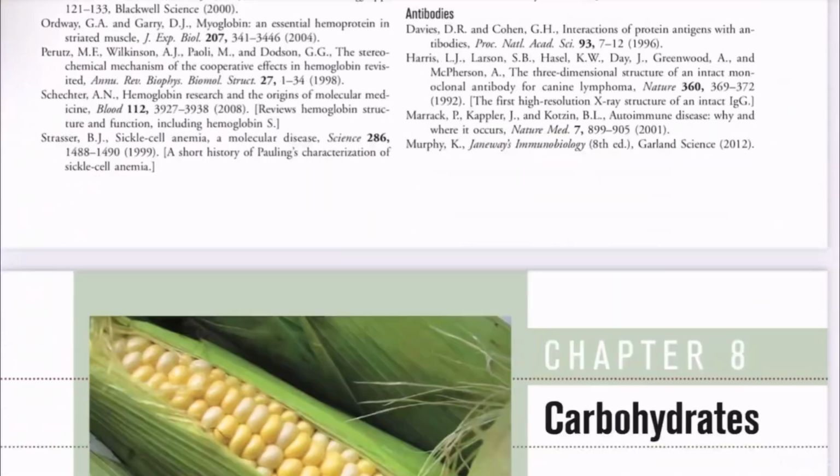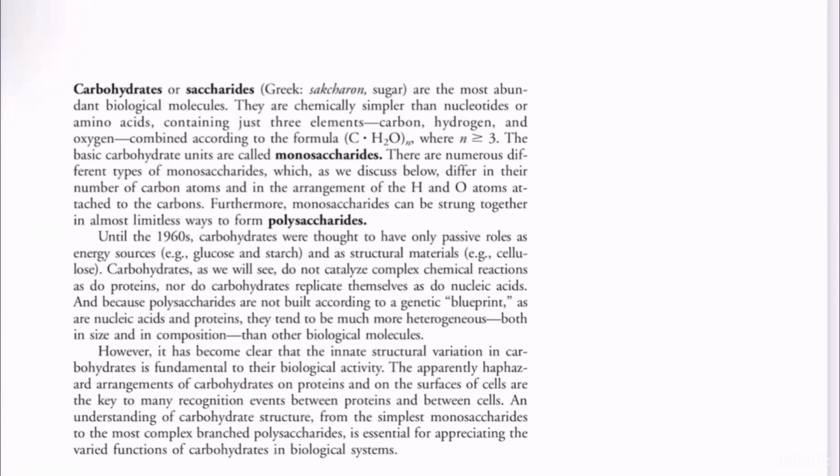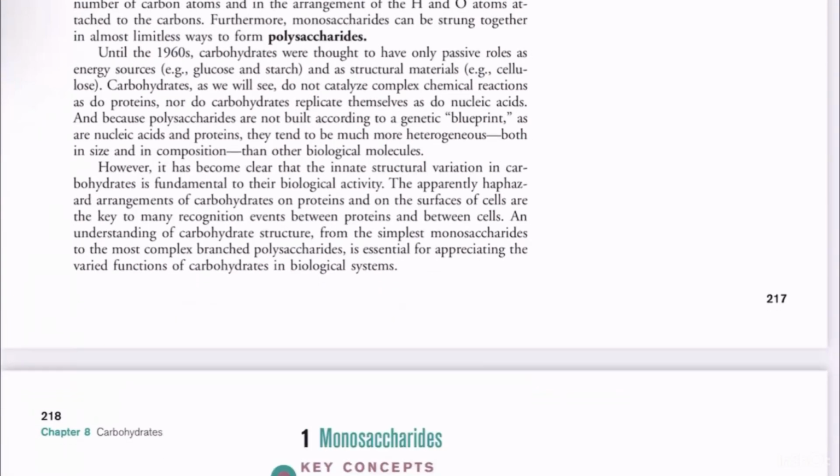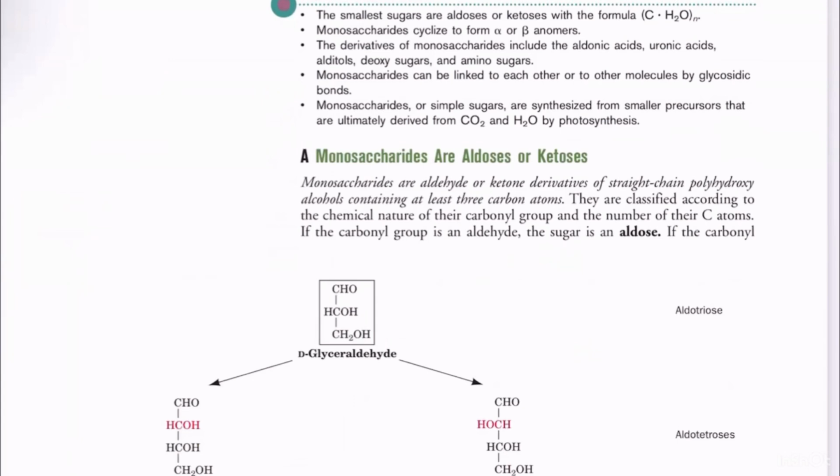Carbohydrates: what are monosaccharides, with their examples, and the important monosaccharides like glucose, galactose, and fructose. You should be able to identify them. Disaccharides: we have three important disaccharides, which are lactose, sucrose, and maltose.